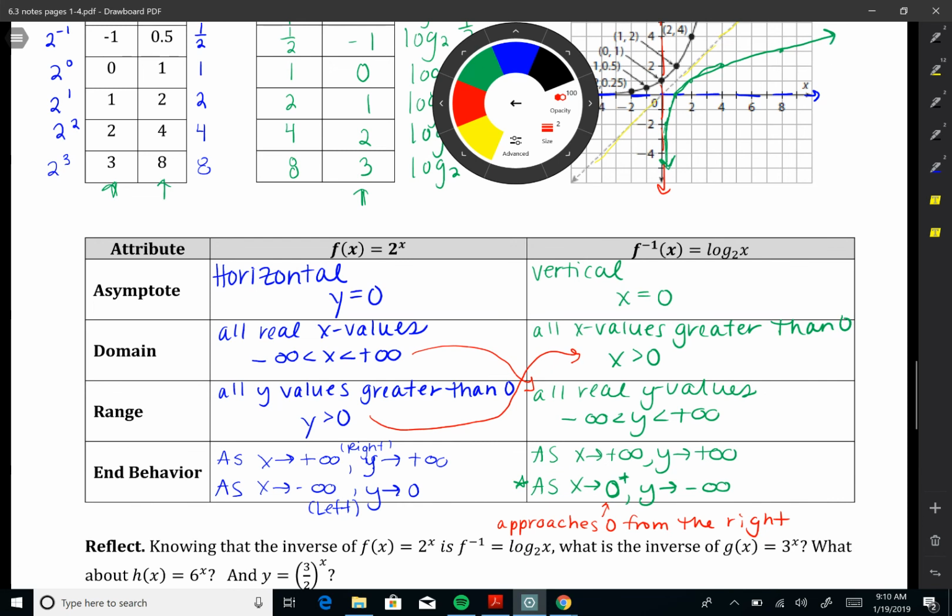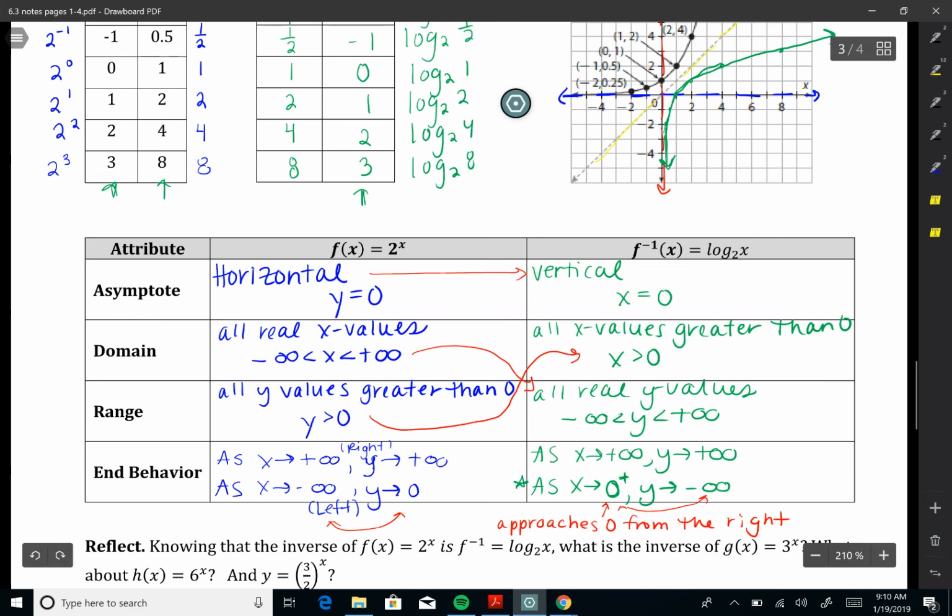With that also, our horizontal asymptote changed to a vertical asymptote. So y equals 0 is now x equals 0. And then our end behavior also switched. The first one, as x approaches positive infinity, y approaches positive infinity. Those switch, but they're both positive, so you can't really tell. However, as x approaches negative infinity, y approaches 0. Those reversed, right? They switched over here. See, now as x approaches 0, y approaches negative infinity. So just some cool things to point out.